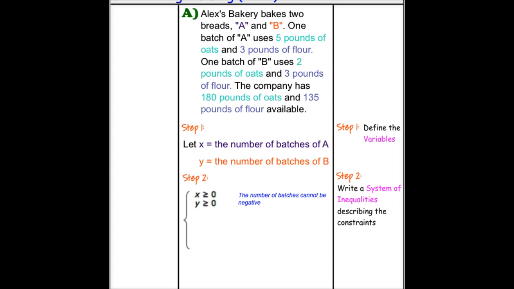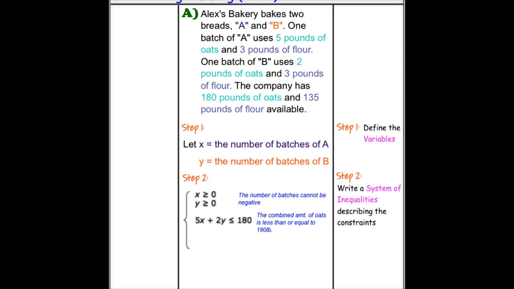The third inequality we have is going to be 5x plus 2y is less than or equal to 180. That's the combined amount of oats that we have between batch A and batch B. It has to be less than or equal to 180, because if you notice, it says 5 pounds of oats and 2 pounds of oats for A and for B.